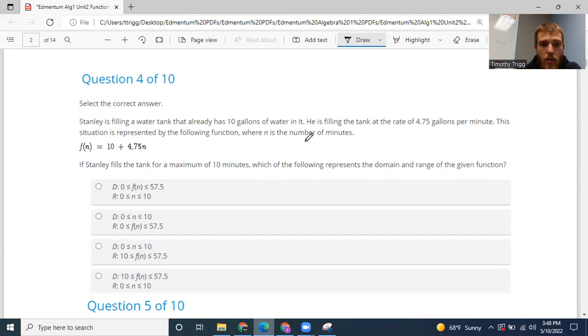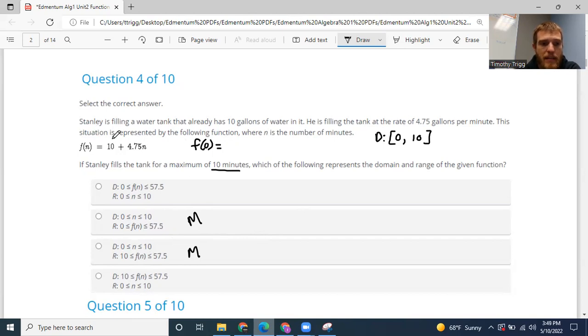So the domain is the time, right? The domain is the time that he's filling it up. It says he fills the tank for a maximum of 10 minutes. So our domain, you can fill it from 0 to 10 minutes. So I would say it's either this one, so this one I'll put an M for maybe, and an M for maybe, because they both have that correct domain. You see that? Now, what about our range? What if we put 0 into our function? So what is f of 0?